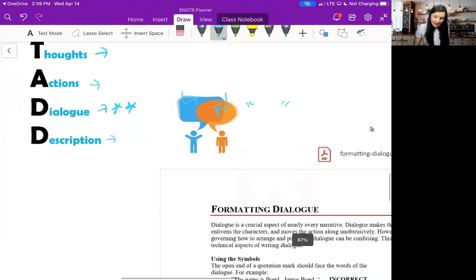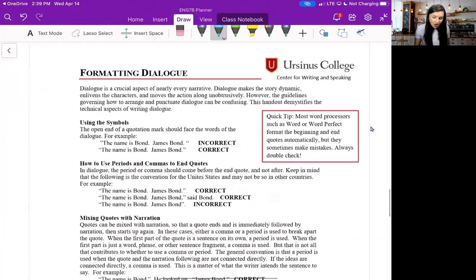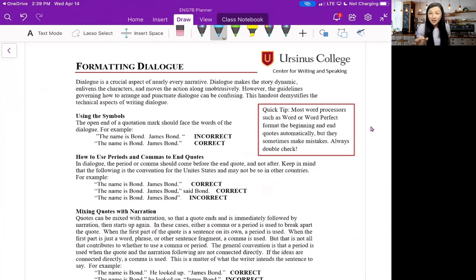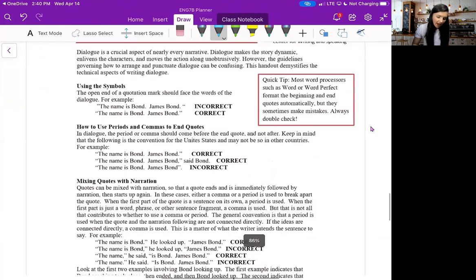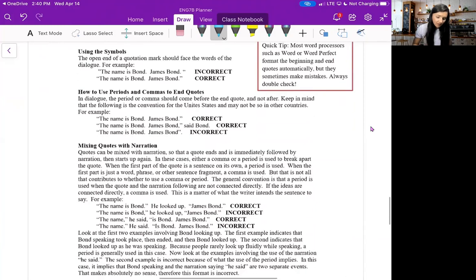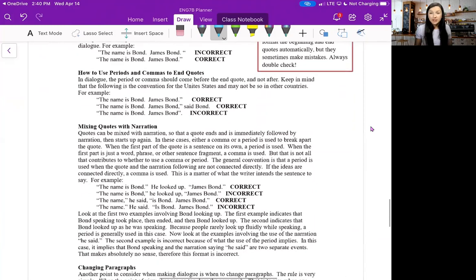Now, there are formatting techniques when it comes to dialogue. So if you want to pause the video to review some of these formatting techniques, please do. Nevertheless, with dialogue, one way that it's seen is that you put the talking bubbles into quotation marks. Again, there are formatting rules to consider when adding dialogue to your narrative. So if you want to go ahead and pause the video to go over this excellent resource on formatting, please do.